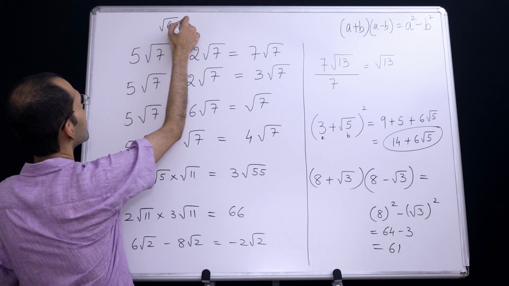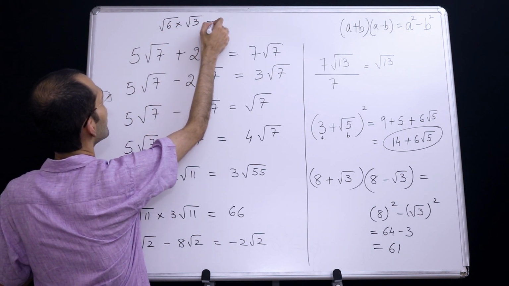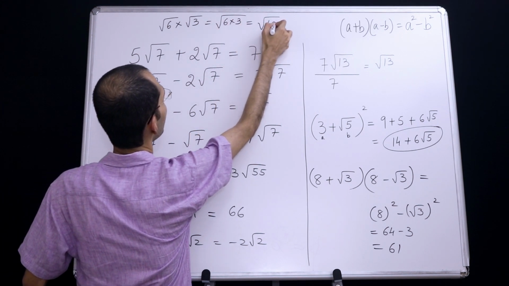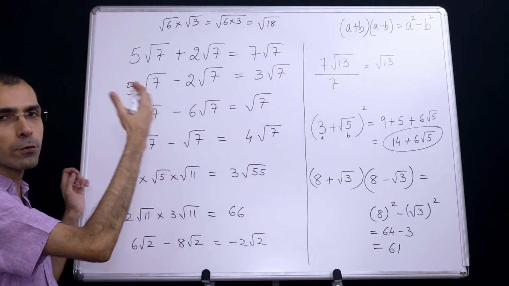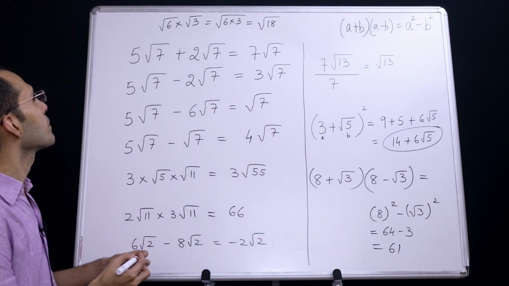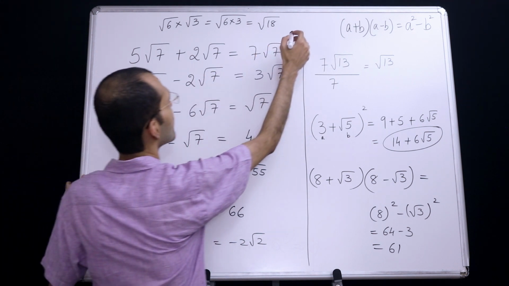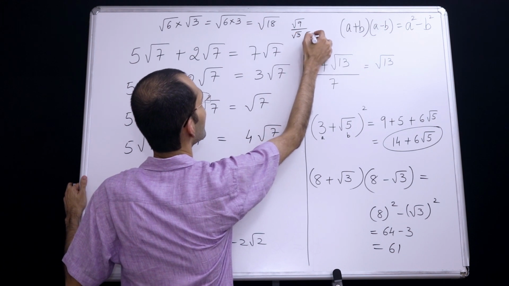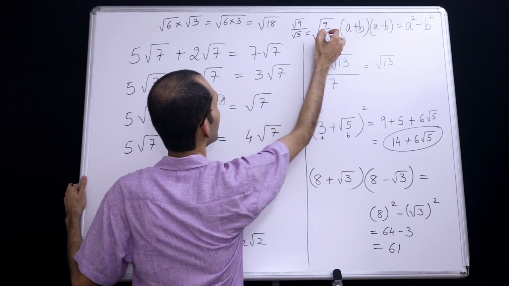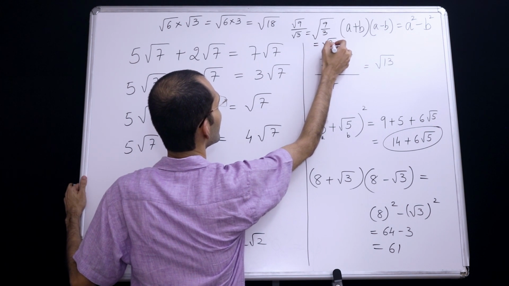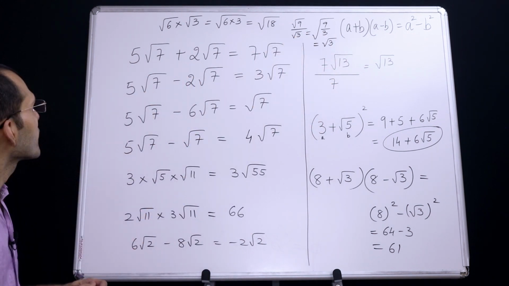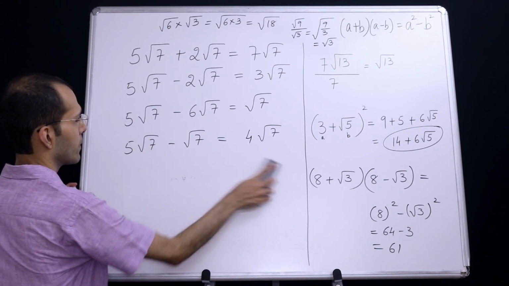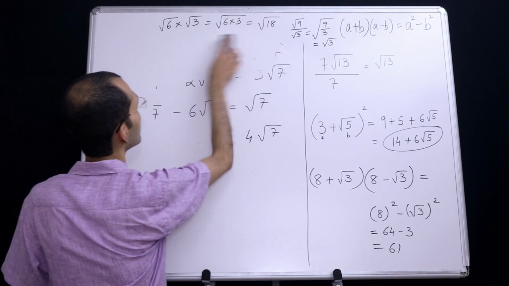Root 6 into root 3 will be the same as square root of 6 into 3, that is square root of 18. We can fuse the square roots when there is a multiplication or division sign. Then root 9 upon root 3, this will be a single square root of 9 by 3, that will give rise to root 3. Okay, but 2 tips of caution, and then we are into the problem solving.